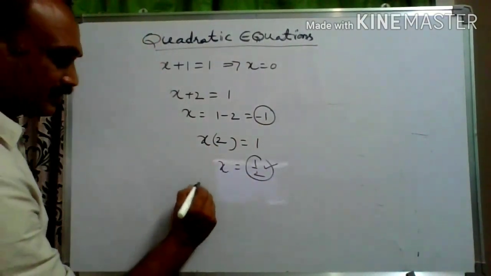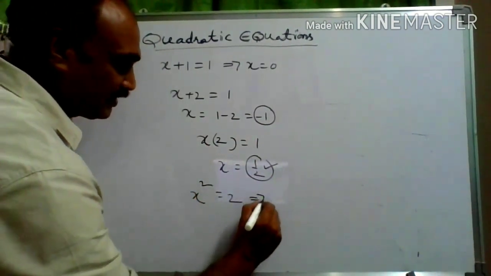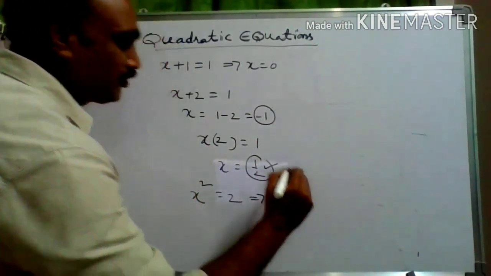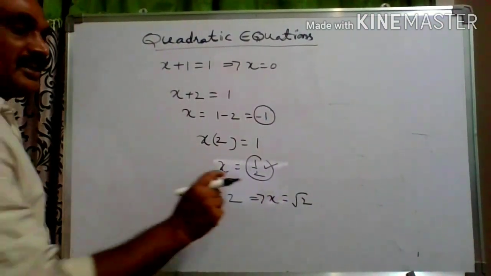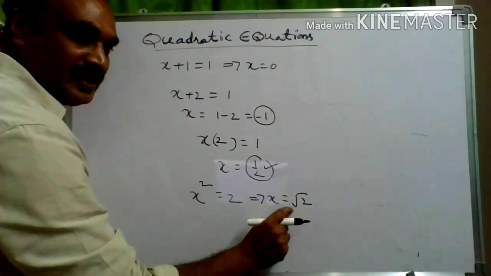Next, students, x square is equal to 2. Students, x is equal to root 2. Students, root 2 is an irrational number. So rational numbers extend to irrational numbers.